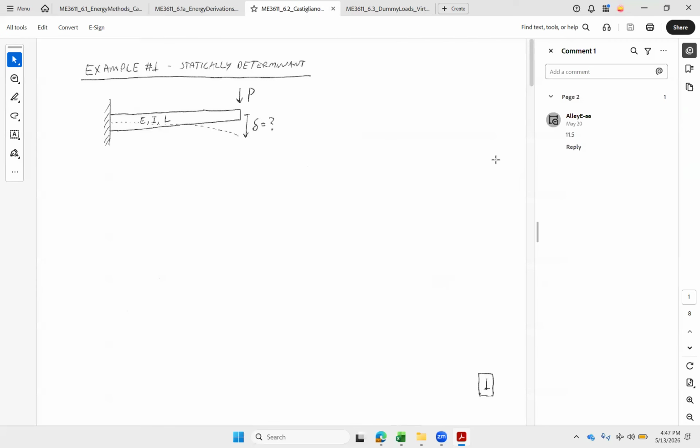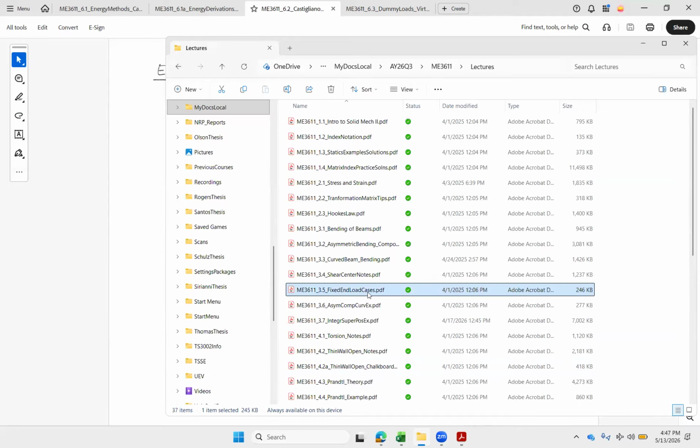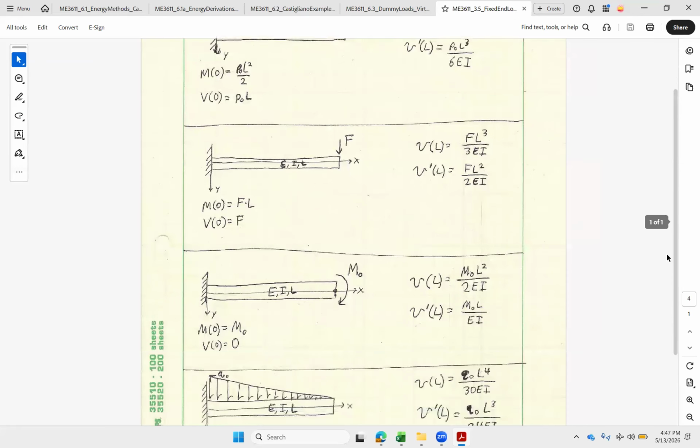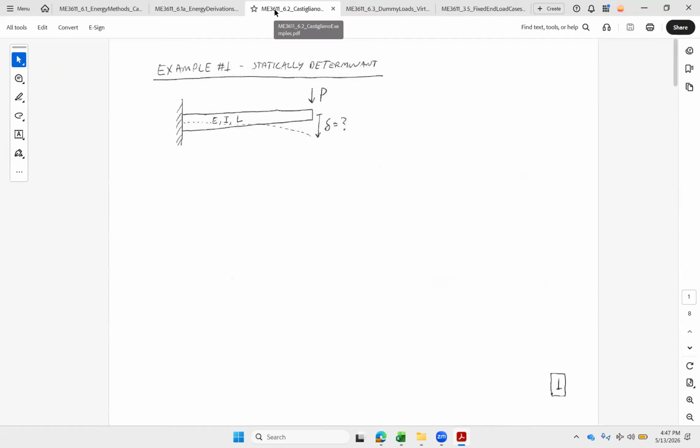All right, let's jump over to our Castigliano slide set here, and let's set up an example. We're going to look at a statically determinate structure. It's cantilevered, and we already know the answer to this one, luckily, so we can check our work back here with this 3.5 load cases. We use some of those on the homeworks. And here I can see for a force, I can look up that displacement, FL cubed over 3EI. So we're going to run through and make sure that comes out okay.